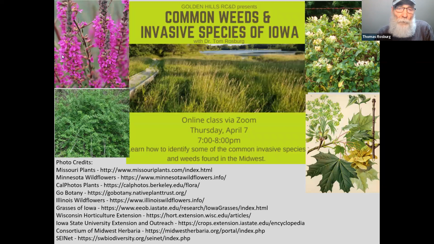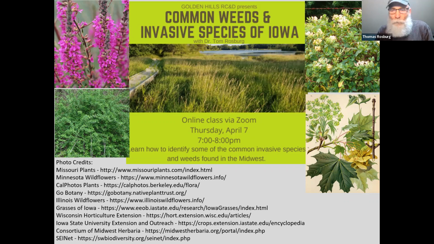This one up here is purple loosestrife, in the upper left. That was the first most important one. Then Japanese honeysuckle, over here on the upper right, was number 2. Japanese barberry, over here on the lower left, was number 3, and Norway maple was number 4. The other 2 species were English ivy and kudzu.